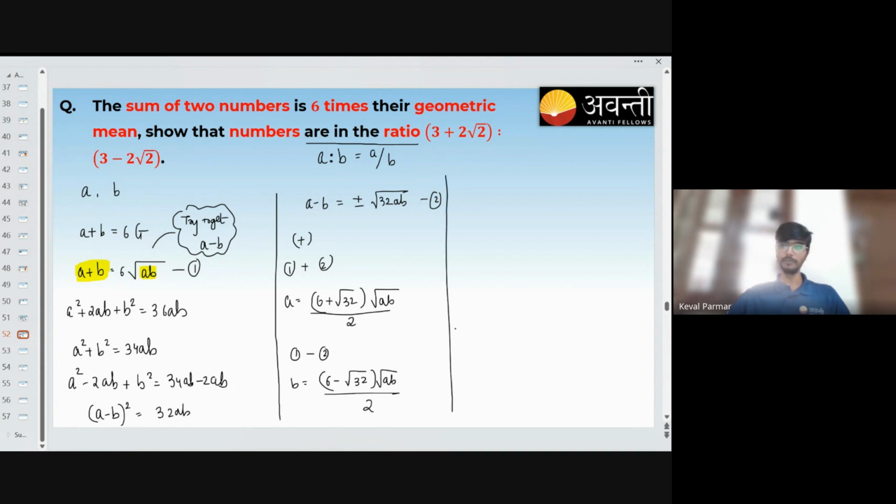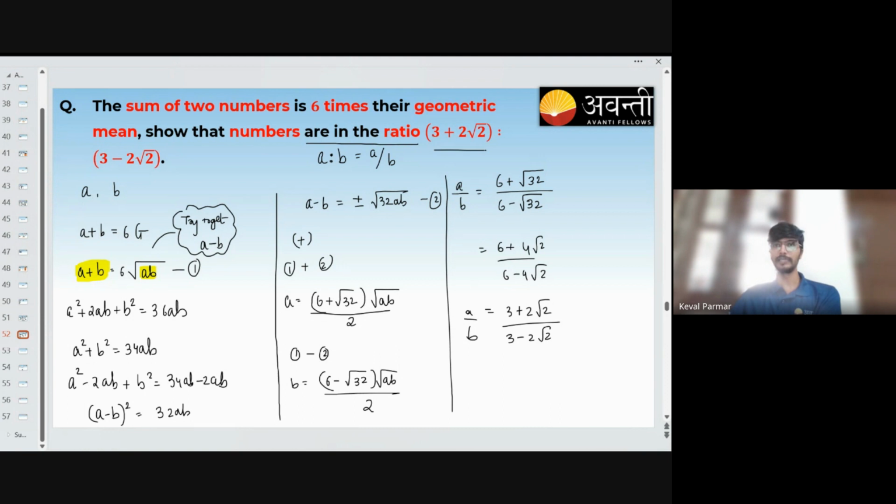Now let us find A upon B. What will be A upon B, guys? A upon B means 2 and 2 and root AB cancel ho jayega. I'll be left with 6 plus root 32 upon 6 minus root 32. Now root 32 ko I can write, 16 2s are 32, right? So I can write 4 root 2, correct? Upon 6 minus 4 root 2. I can cancel out 2, so I'll get 3 plus 2 root 2 upon 3 minus 2 root 2. Same, simple answer. That only they wanted, right? So yeah, hence proved. This is my answer.